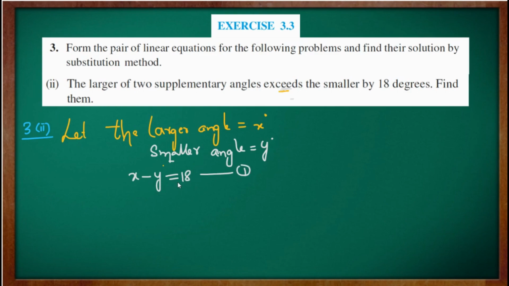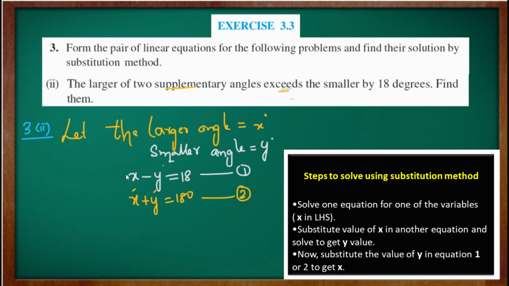Why did I write x minus y is equal to 18? Because they clearly mentioned in the question it exceeds, which means it differs by 18 degrees. So differ means difference. We have to subtract the smaller angle from the bigger angle. So x minus y is equal to 18. We all know that supplementary angles mean the sum of two angles should be equal to 180 degrees. So the two angles are x and y, which were assumed by us. So x plus y is equal to 180 degrees. I am taking this as the second equation.